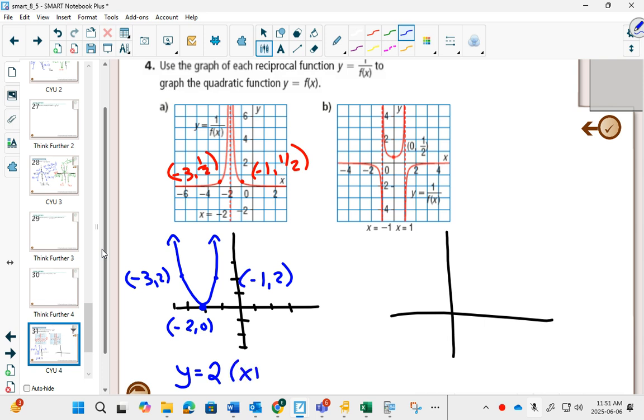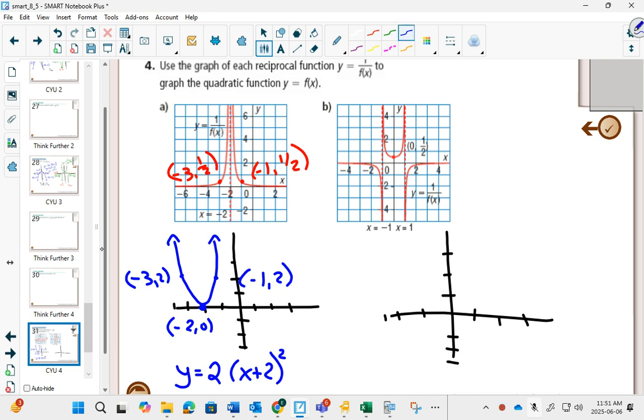The vertex is at -2, so you'd have x plus 2, and then you wouldn't have to write +0, but you could. But now we've got the equation of that parabola. The second one, part B, is going to be even easier to do and more accurate.